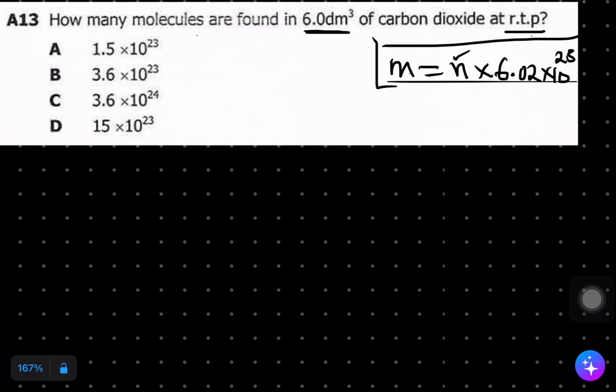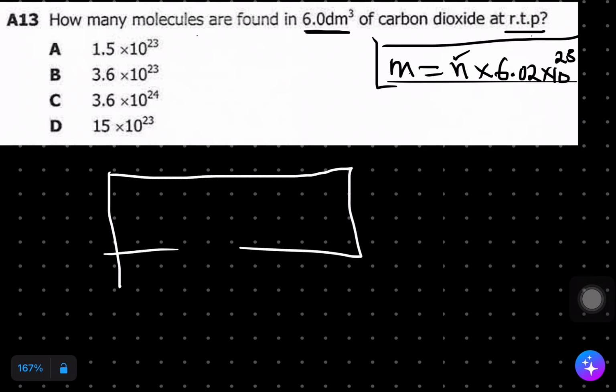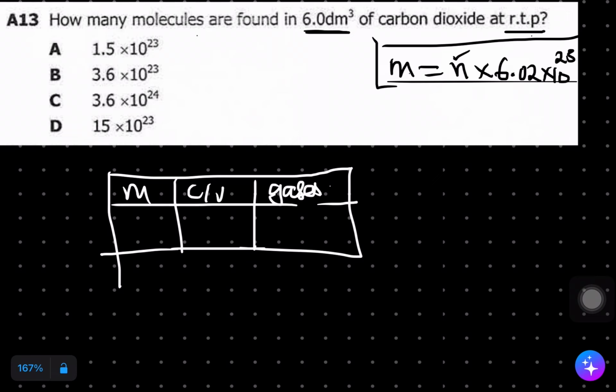To find the number of moles, we look at the given information. You also have to know the mole table. I usually emphasize this because it is very, very important. Here we have the mole table: substances by mass, concentration and volume, and gases. For gases, number of moles equals volume over molar volume. In our case we are finding moles for gases, so we put up our formula.